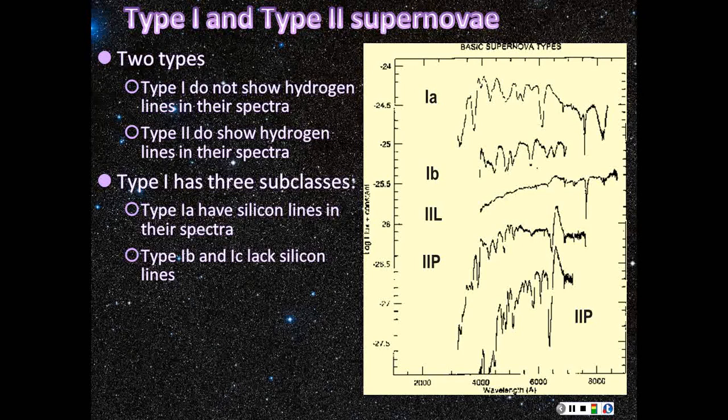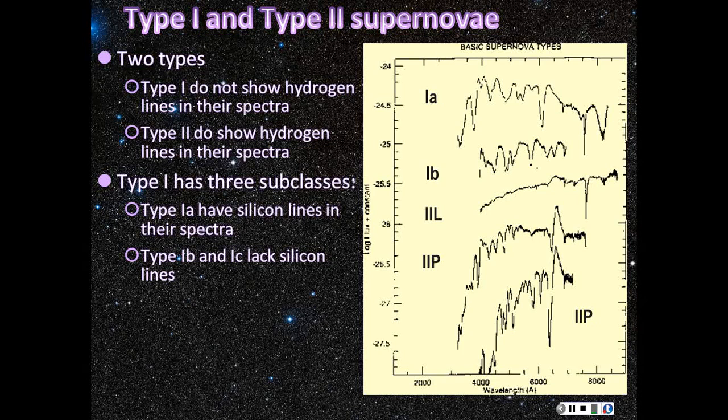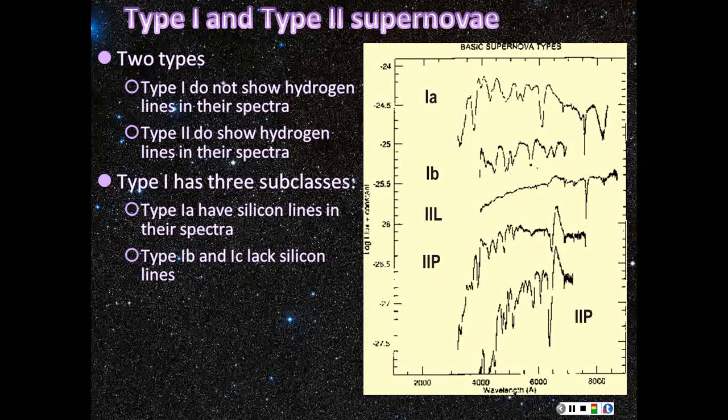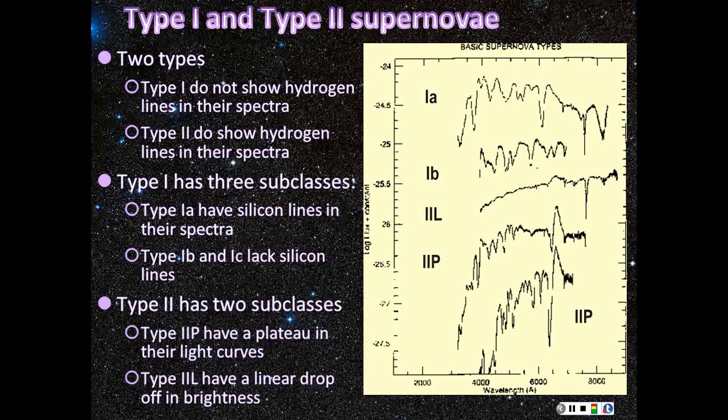And then the type 1 has different subclasses. Type 1a have silicon lines but no helium lines. Types 1b and 1c lack those silicon lines. And then type 2 has two subclasses, and that has to do with the shape of the light curve.